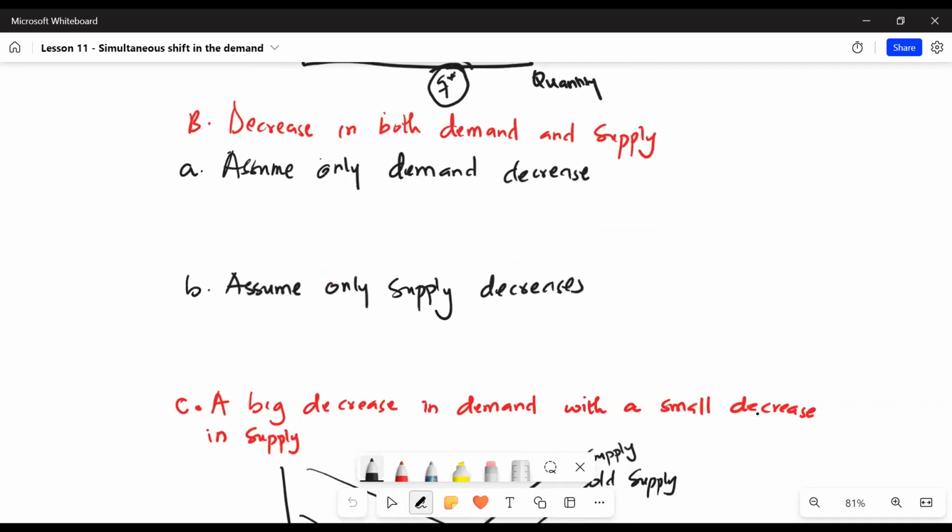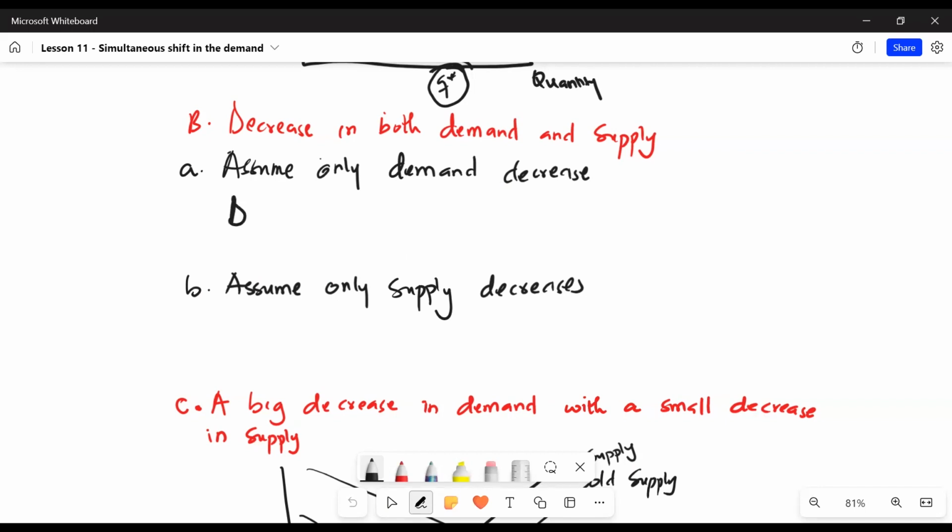Before we draw the curves, let's delve into the dynamics to see how the change in demand or supply is going to affect price and quantity. So in this example, we'll focus on a decrease in both demand and supply. The same understanding can be applied to when there's an increase in both demand and supply, or when there's an increase in one and a decrease in the other. So first, let's assume that only demand decreases without any corresponding shift in supply.